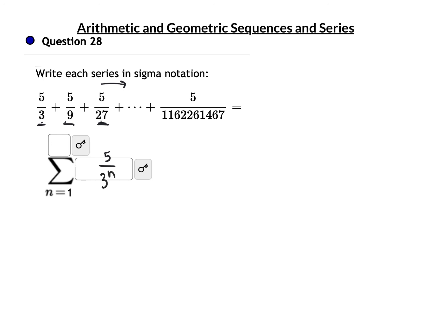So if n is 1, it's 3 to the first. If n is 2, it's 3 to the second. N is 3, it's 3 to the third. That makes that 27. Now the question is, how many places do I move forward to get that number right there? Let's just look at the denominators. I know that if I start at 3, I multiply by 3 to go forward, and I do that n minus 1 times to get to the last denominator.